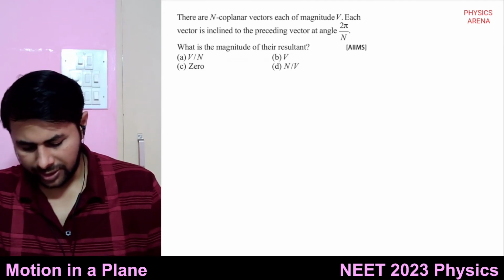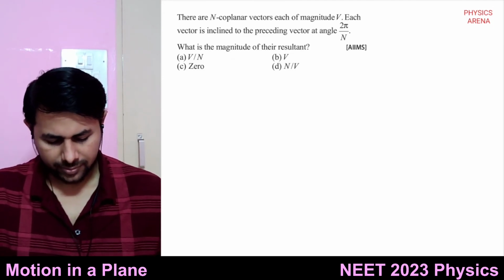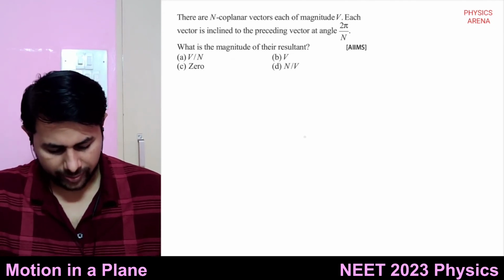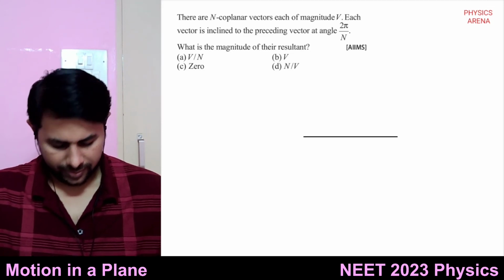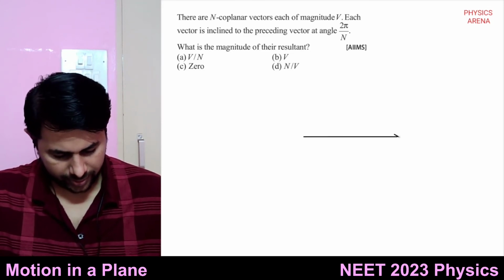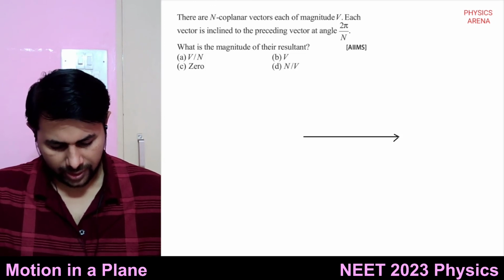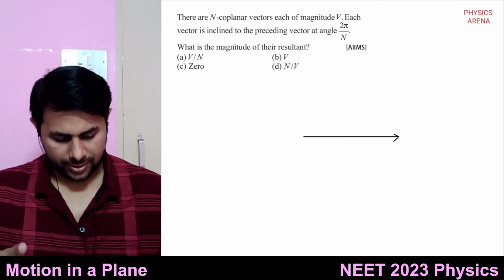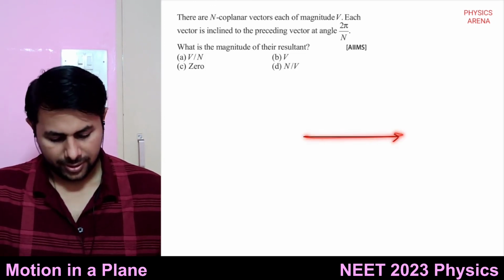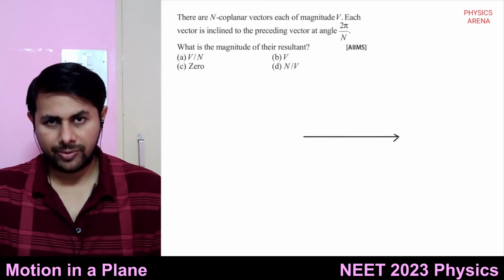Okay, so can we start with 2? Okay, let's start with 2. This is one vector, and I want two vectors. So the magnitude of this one is V, and the magnitude of the next one will be equal to V.